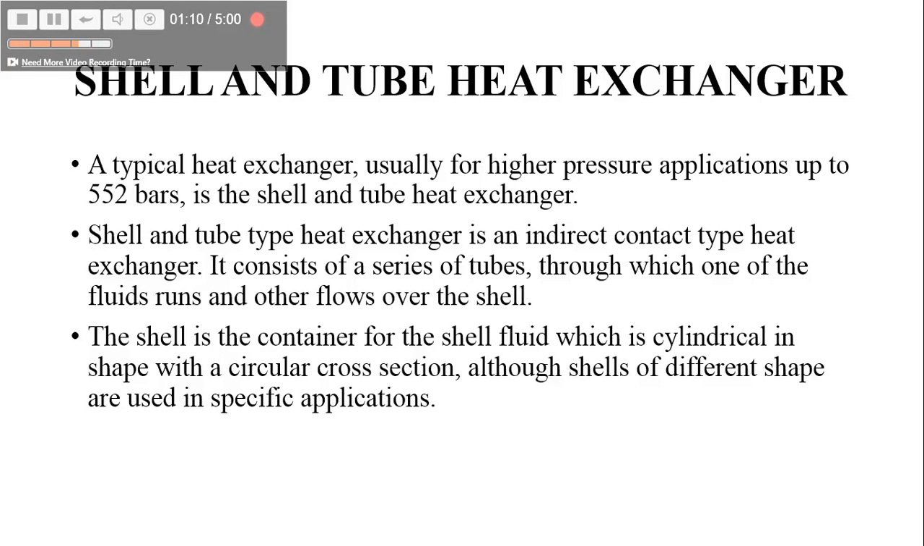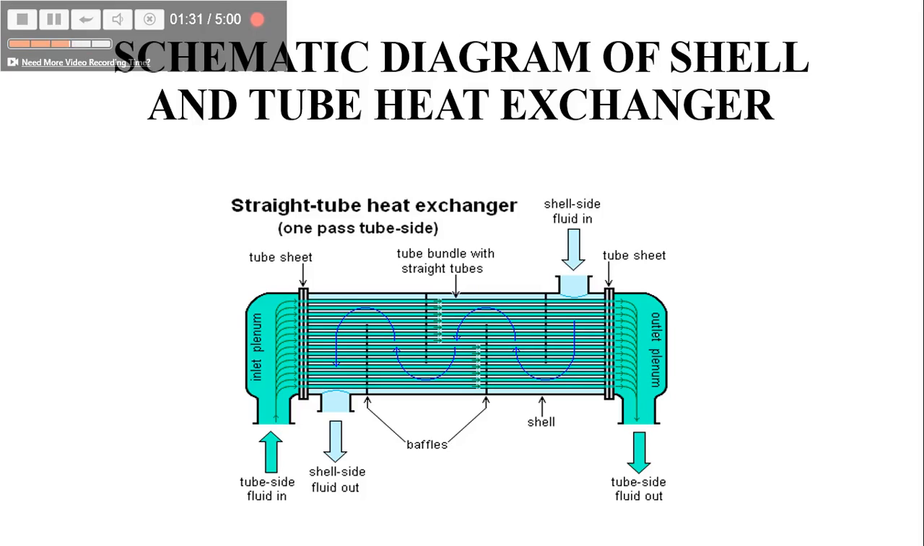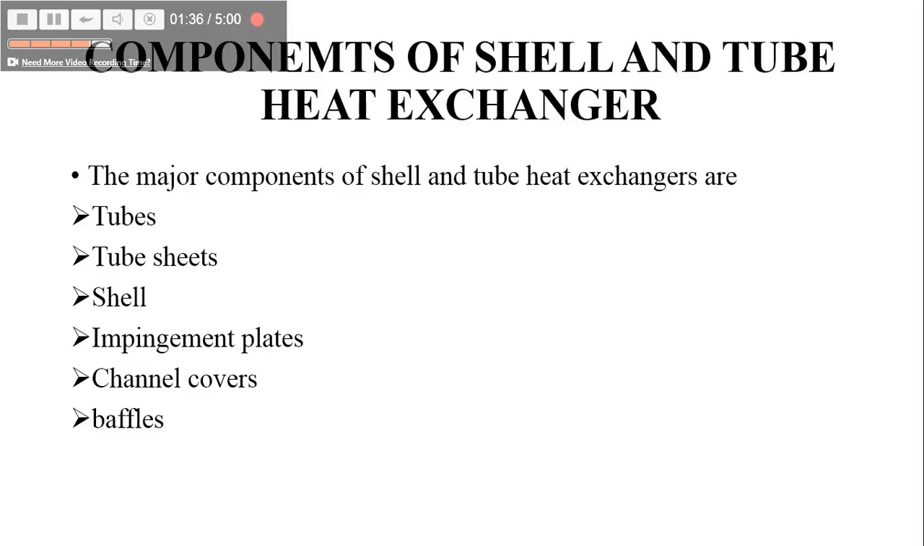A shell-and-tube heat exchanger is an indirect type heat exchanger used for high pressure applications around 550 bars. It consists of a series of tubes through which one fluid flows and a shell through which the other fluid flows. This is the schematic diagram of a shell-and-tube heat exchanger. Major components are tubes, tube sheets, shell, impingement plates, channel covers, and baffles.